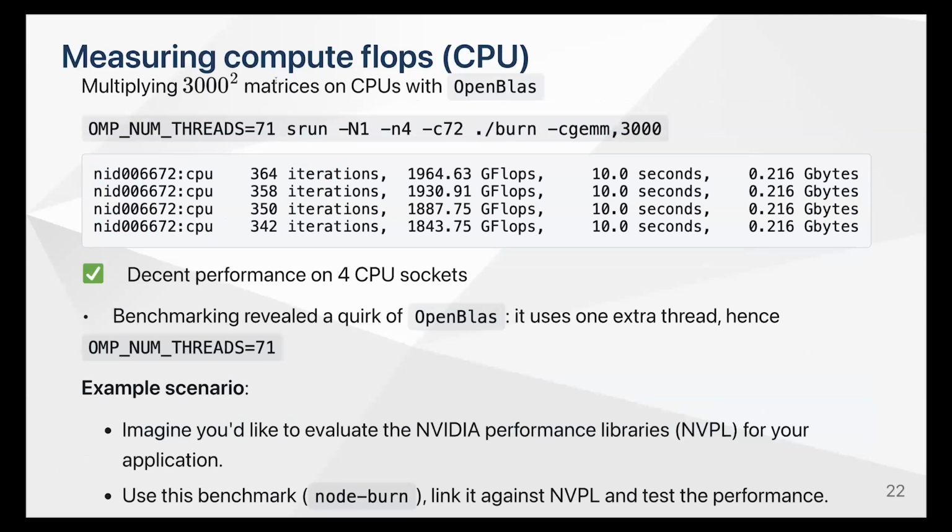Okay, so then we also measure the compute flops on the CPU. We do again a matrix multiplication, but for the CPU now, running also the same way, and we get some decent performance on the 4 CPU sockets. Something that I'd like to note is that the benchmarking, like running our code, revealed, let's say, a bug of OpenBLAS, because it uses 1 extra thread, maybe not a bug, a quirk. So that's why, if you noticed, we use 71 OpenMP threads instead of 72, because if you do 72 here, then your performance will degrade.